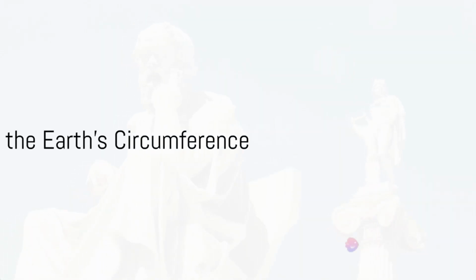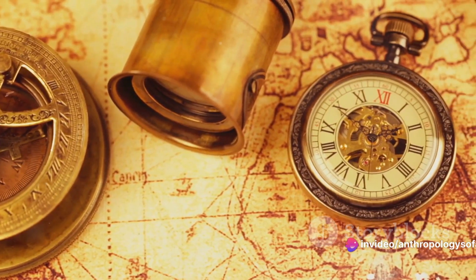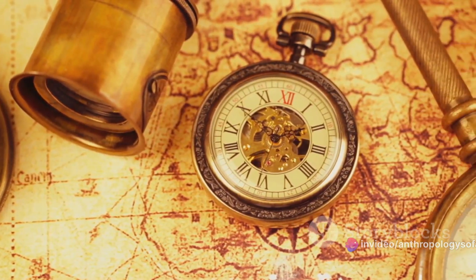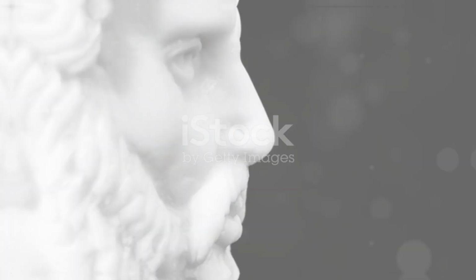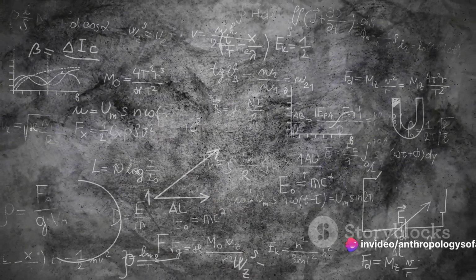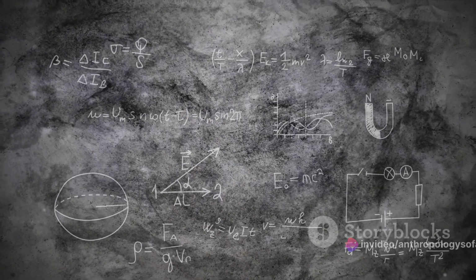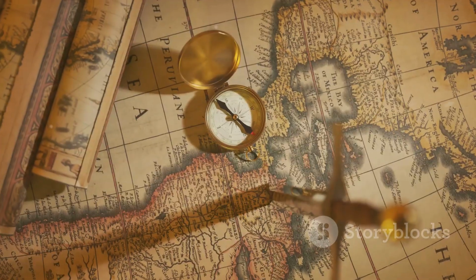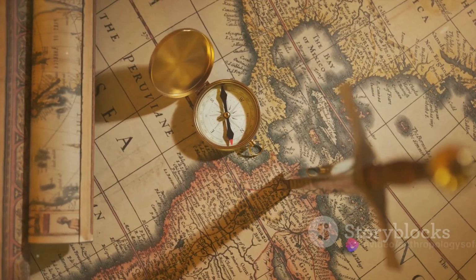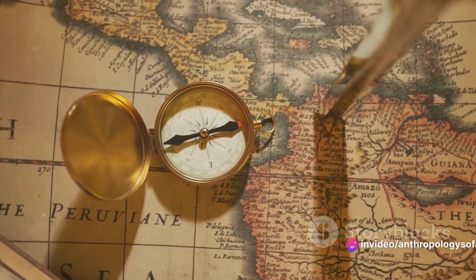Knowing the distance between Syene and Alexandria, approximately 800 kilometers or 500 miles, Eratosthenes used this angle to estimate the Earth's circumference. He assumed that the angle formed by the shadow was a fraction of the total circumference of the Earth. The fraction was the ratio of the distance between Syene and Alexandria to the Earth's circumference. He calculated the Earth's circumference using the formula circumference equals distance between Syene and Alexandria divided by the angle of the shadow as a fraction of 360 degrees.